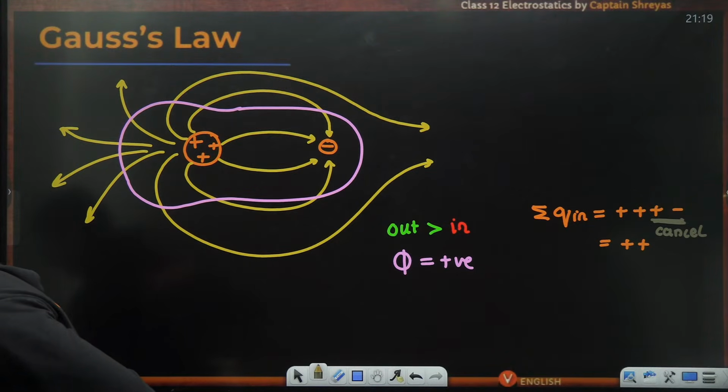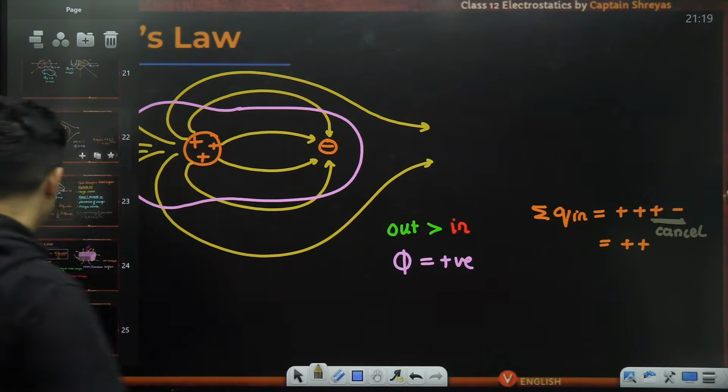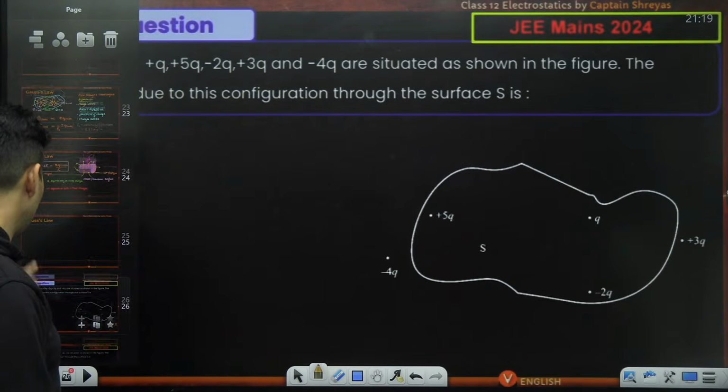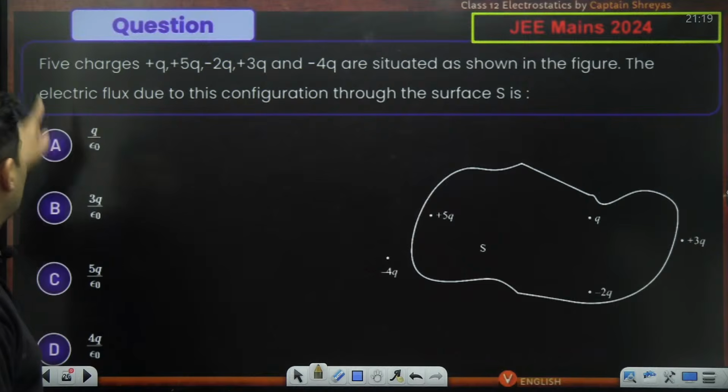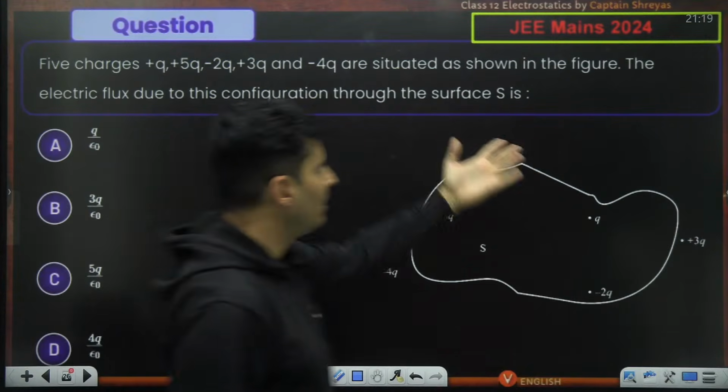Welcome, everyone. Okay, perfect. So maybe let's do some questions based on this. Here it comes. 5 charges are situated in this diagram.